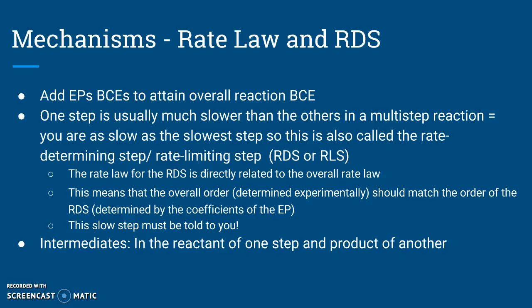Reaction mechanisms and rate expressions are determined by experiment and must agree with the experimentally determined rate law. The slowest step is the rate determining step. This is the one that the rate law is based off of. A reaction intermediate is produced in one step but consumed in another.